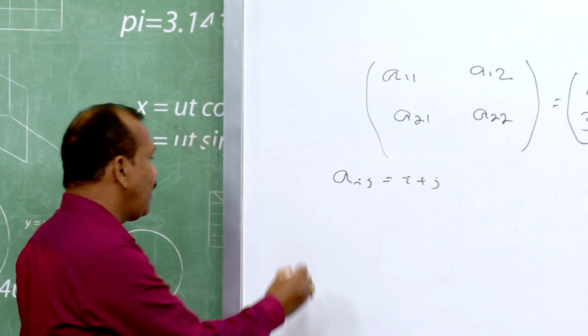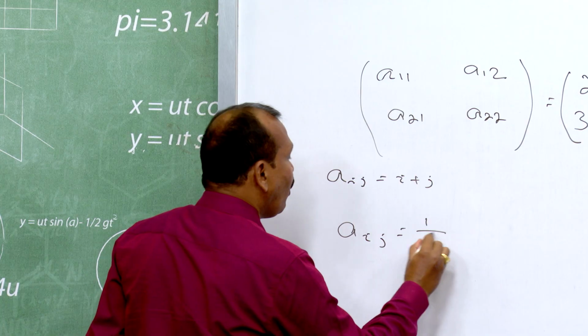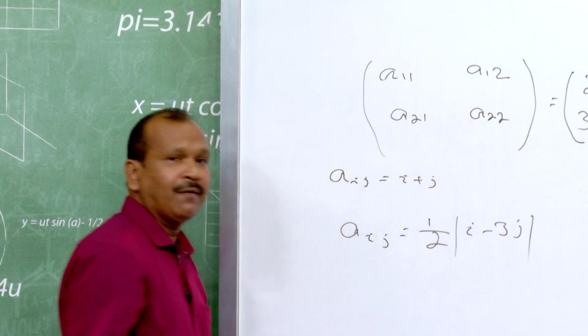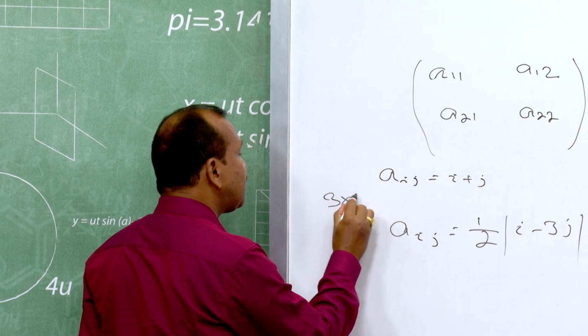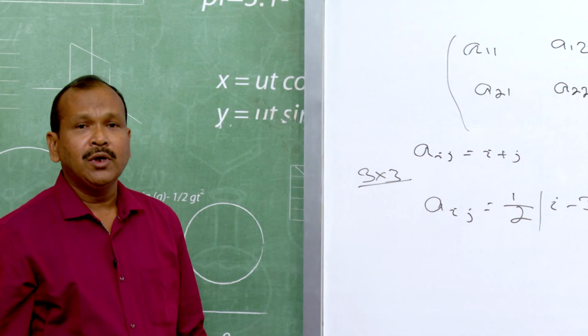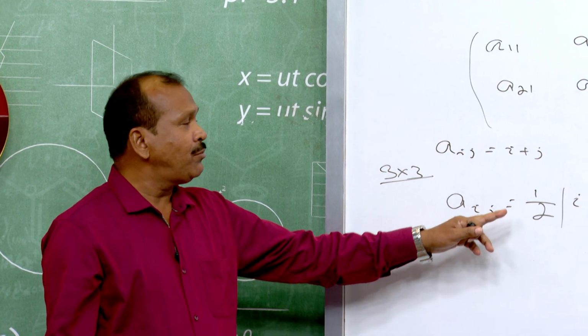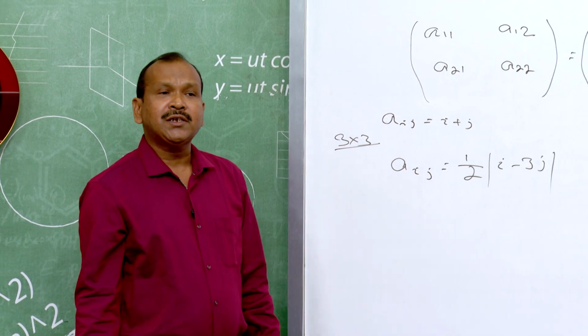Similarly, the second is given aij equal to 1 by 2 times the modulus of i minus 3j. Construct a 3 cross 3 matrix. Question 2: construct a 3 cross 3 matrix where aij becomes half times the modulus of i minus 3j.